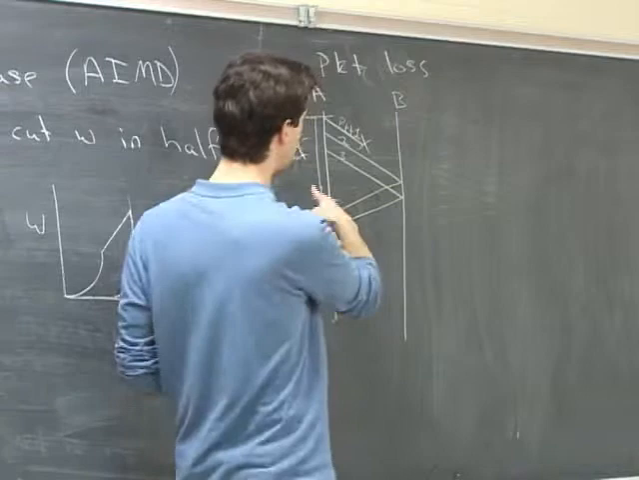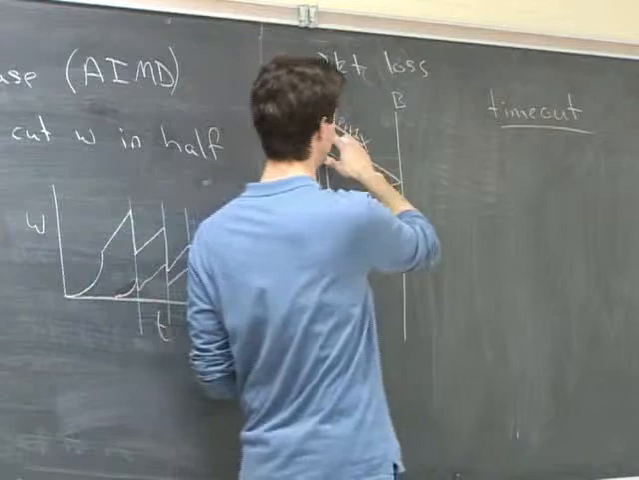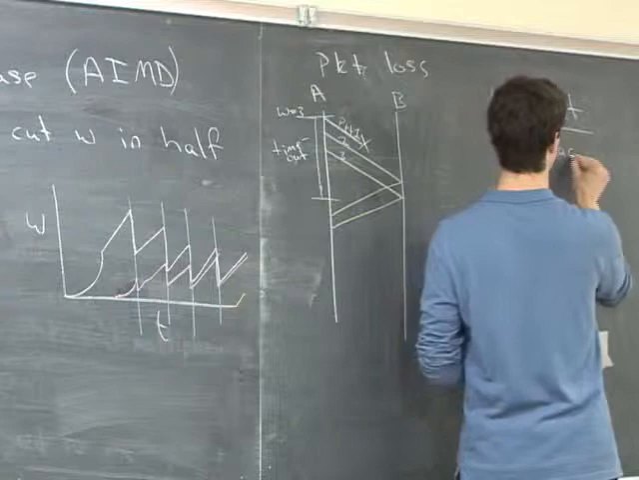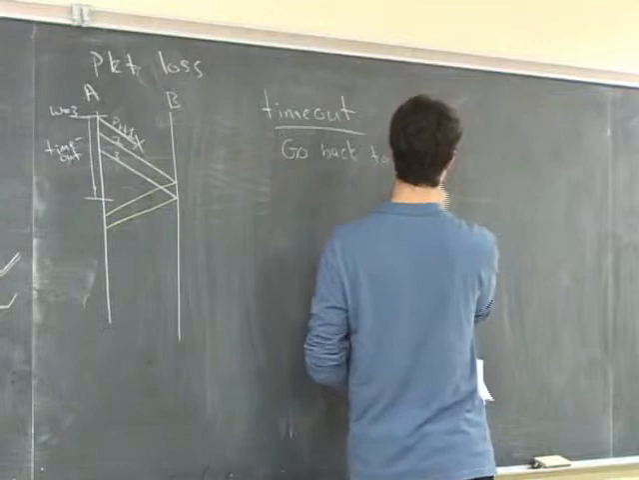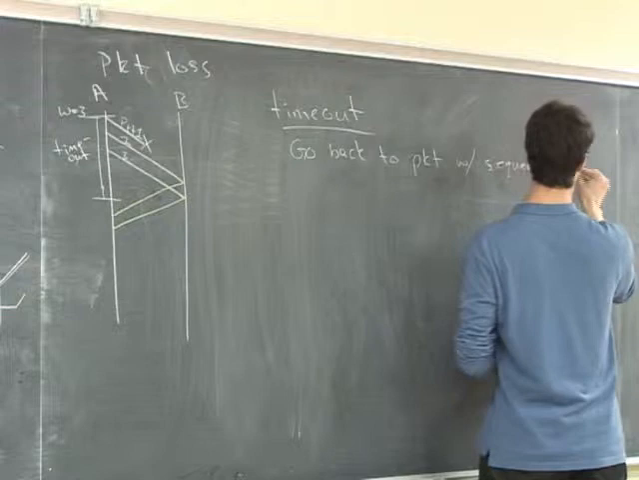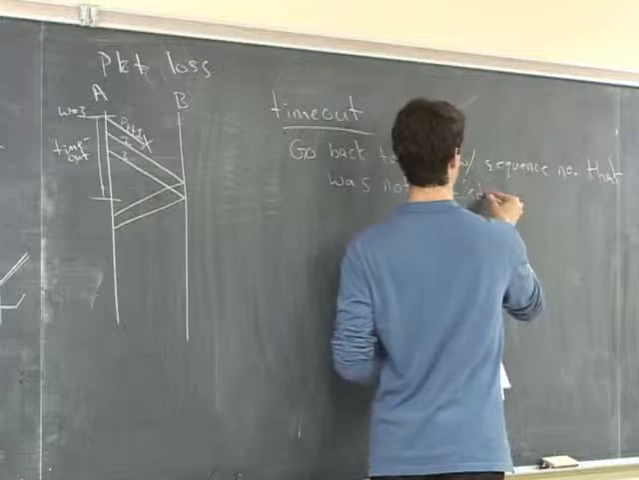But so after this timeout, what happens is the sender will revert back to the sequence number where the packet loss occurred and will start sending from there. All right, so go back to the packet with the sequence number that was not ACKed. And then you resend this packet and everything after it.